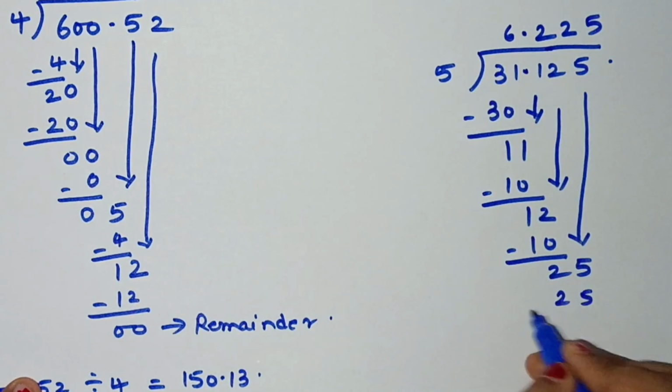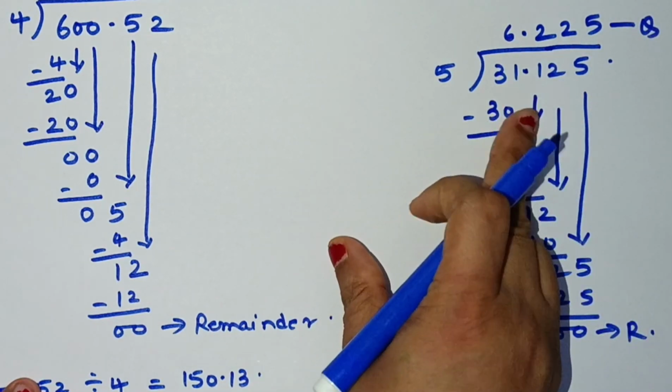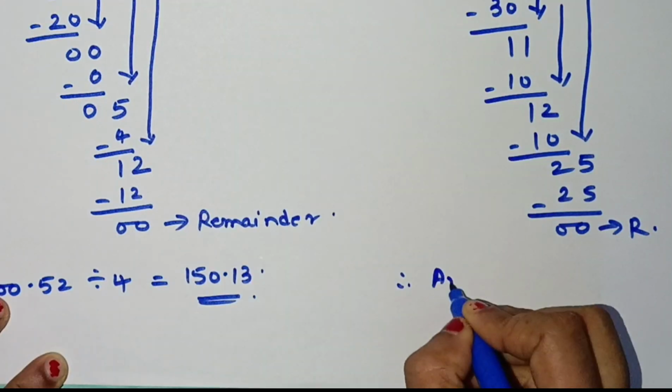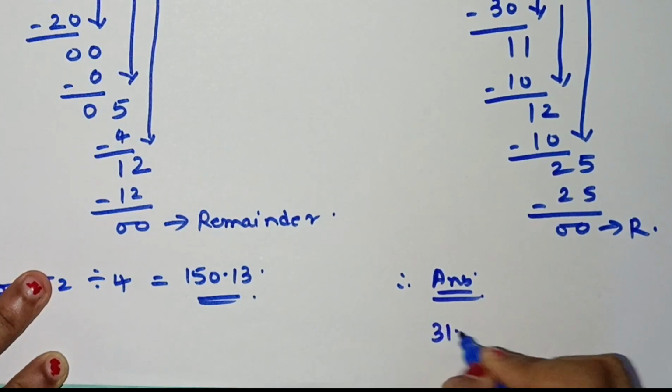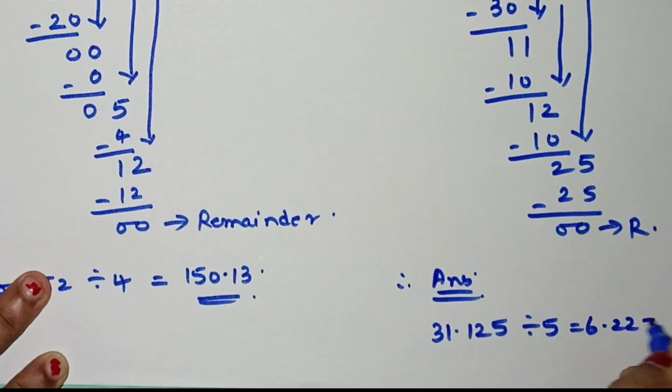So your final answer is what? Remainder is 0, quotient is 6.225. Therefore, how will you write the answer? 31.125 divided by 5 equals 6.225.